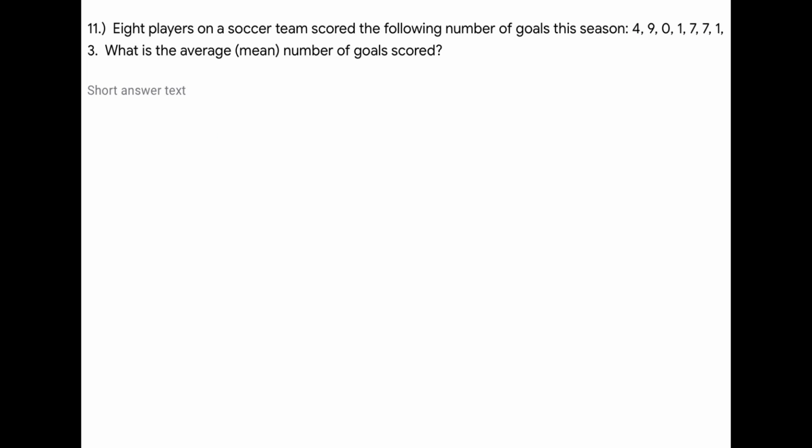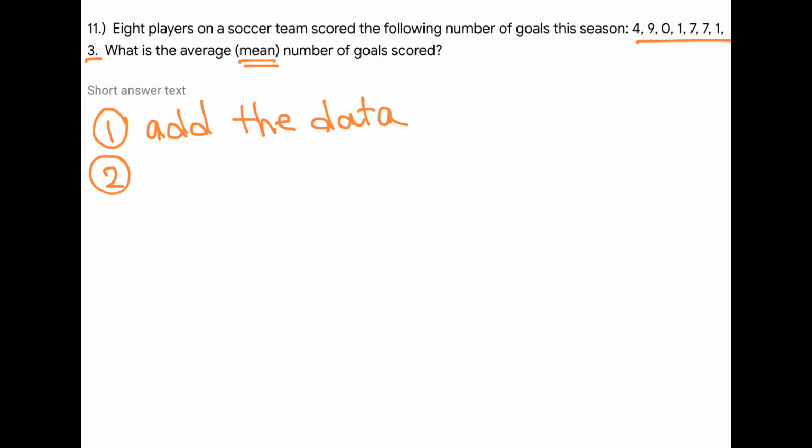8 players on a soccer team scored the following number of goals this season. There's your 3. What is the average or the mean number of goals? For step 1, you just need to add the data together. So you're adding all of those together. In step 2, you will divide by the number of pieces of data there are.